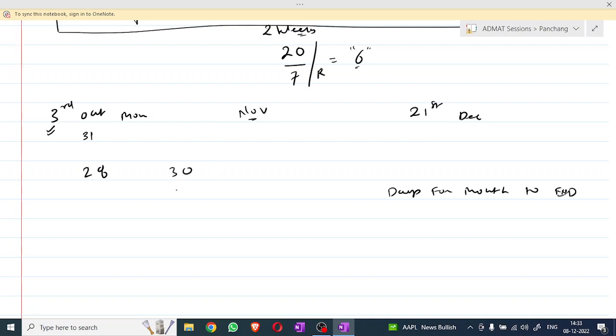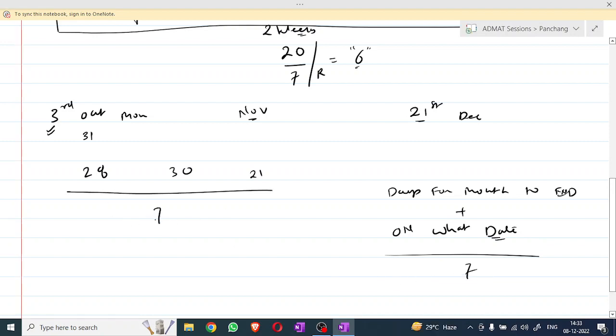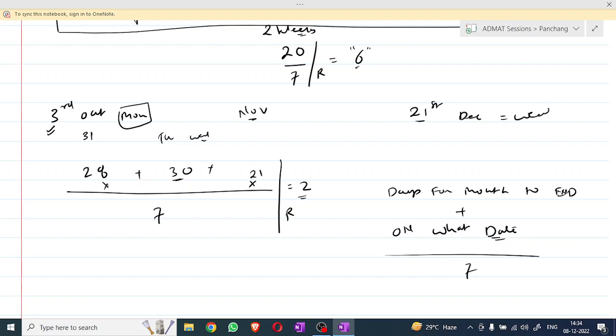November has 30 days. Now I'm on the date 21st. At the end, what do you apply? You are on what date? And you divide this by 7 to find out the shift. So look at this set of values. When I divide this by 7, do you understand? 21 is already a multiple of 7. 28 is already a multiple of 7. So the remainder I will get here is 2. That means this Monday will be shifted by 2 days. So if you shift Monday, the first shift is Tuesday, next shift is Wednesday. So this is going to be Wednesday.